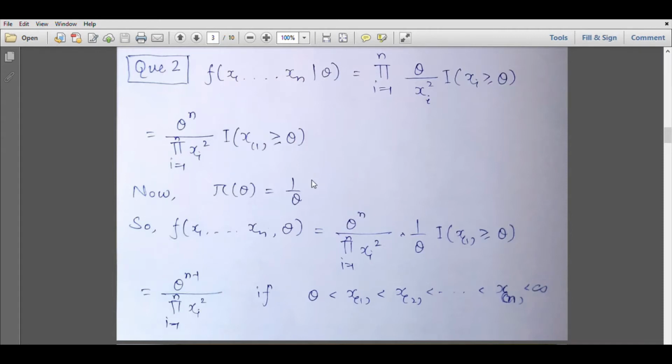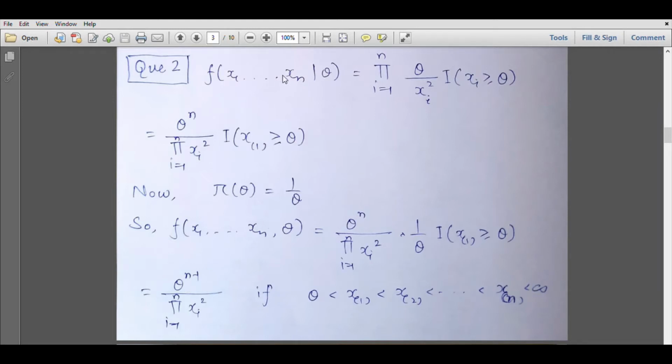So we are told to get the posterior distribution of theta and then plot the posterior distribution of theta and then compute the highest posterior density credible interval for theta. So let us find the solution one by one.